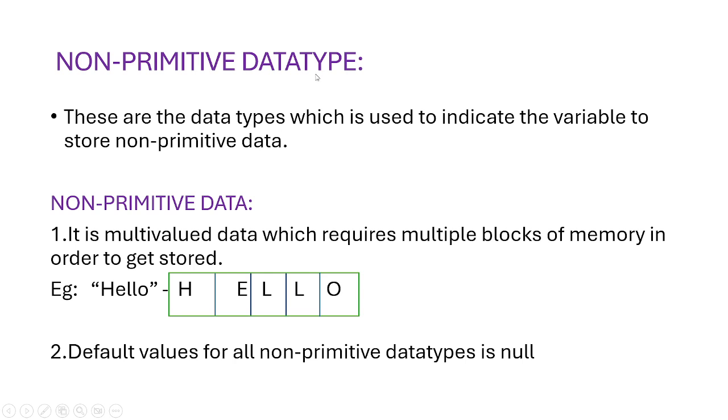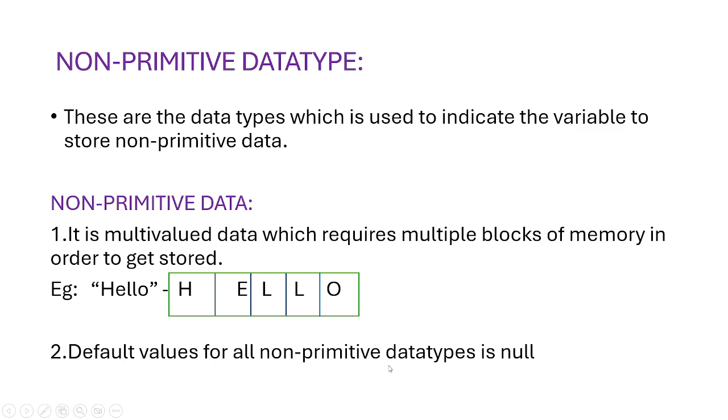And then non-primitive data type. So what is a non-primitive data type? It requires multiple blocks of memory in order to get stored. For example, string. This is a string. This hello requires these blocks of memory to get stored. This one block, this one block, this is one block, and all of them have particular blocks. So this multi-value data is nothing but a non-primitive data. So string is a non-primitive data, and it requires multiple blocks of memory.